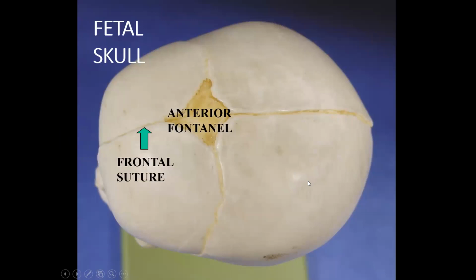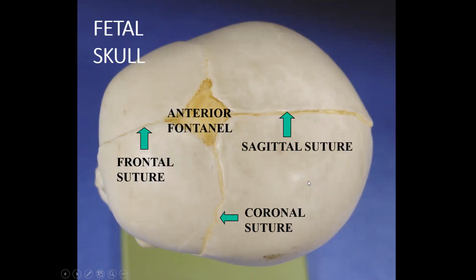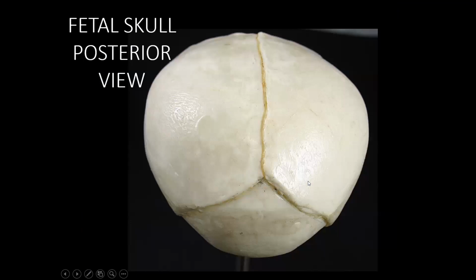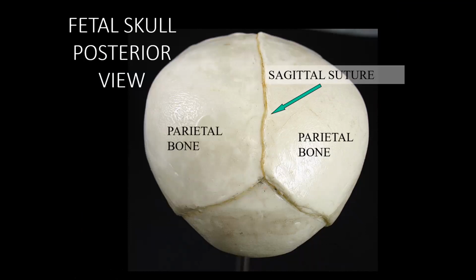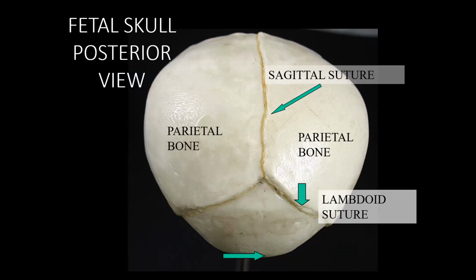We have the frontal suture, which disappears. We have the coronal suture, which remains. We have the sagittal suture, which remains. We look at the posterior region of the skull. We can see the sagittal suture right there, the two parietal bones, one on either side, and the lambdoid suture. And right here, in all its glory, is the posterior fontanelle.